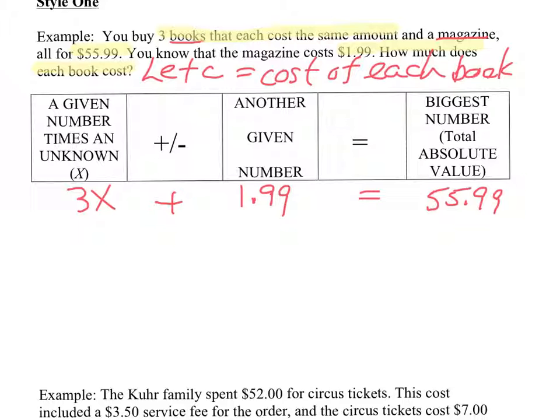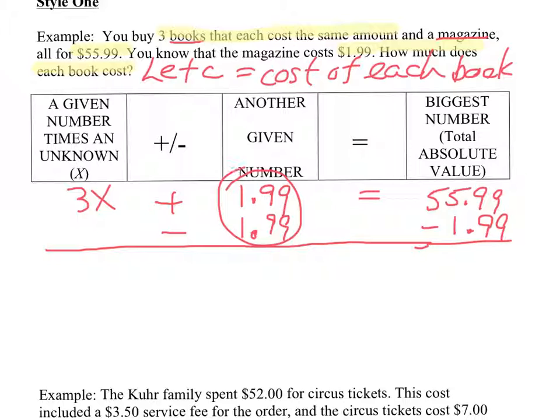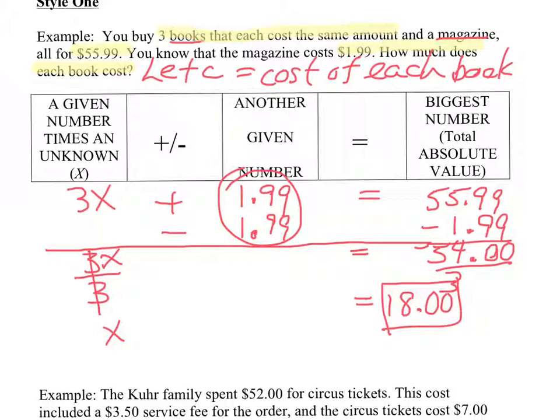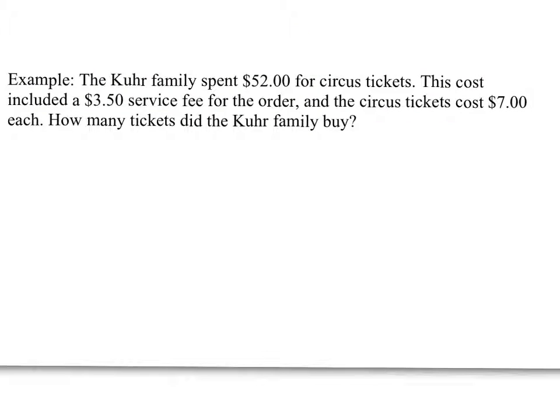Now we solve it. We subtract $1.99 from both sides to make a 0. 3x equals 54. Divide by 3 on both sides to make a 1. And x equals $18. Why don't you try to solve this one? Looking at the last sentence, we see how many tickets did the family buy, so we can let t equal the number of tickets.